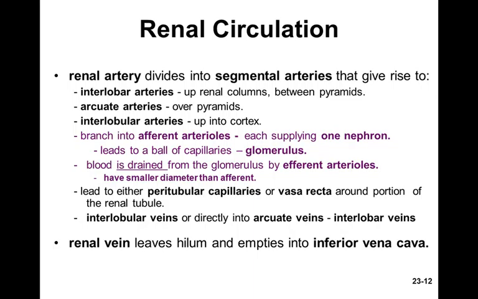Each afferent arteriole supplies one nephron. Now we're going to get to nephron in just a second. Nephron is the functional unit of the kidney, and there's about 1.5 million in each kidney. So these are all the individual units of the kidney.